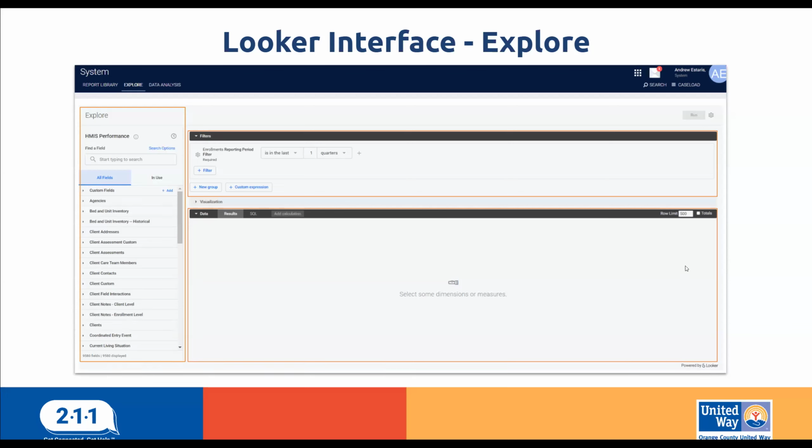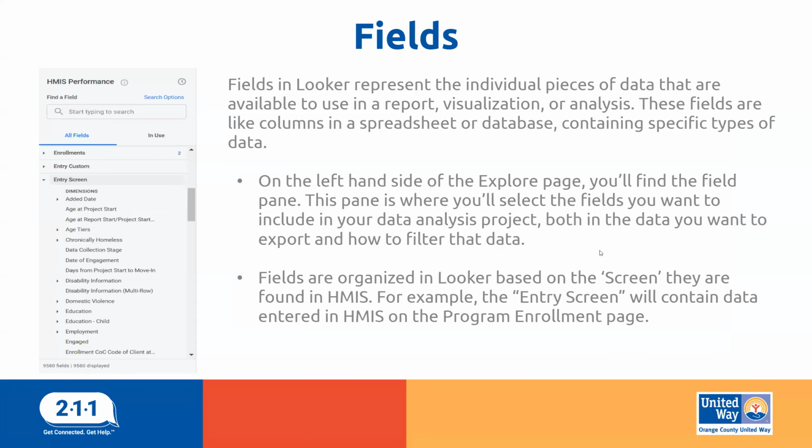Okay, so now I'm back into the slide deck and I'm going to go over a few more slides that go over the interface. So once again, going over fields, available on the left side of the reporting tool is called the fields pane, and they're organized into different categories. So in this example, you can see that I expanded the entry screen category. And this is going to be all the information that you're going to find on the enrollment screen of HMIS.